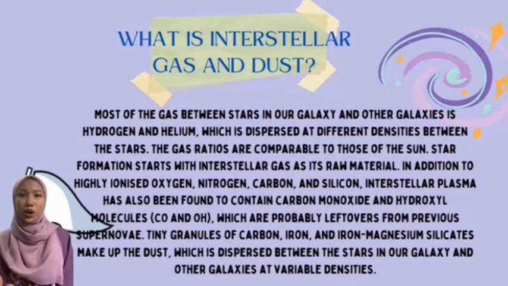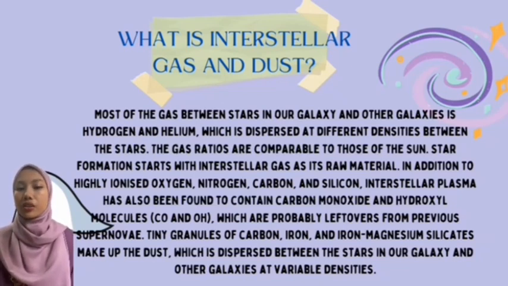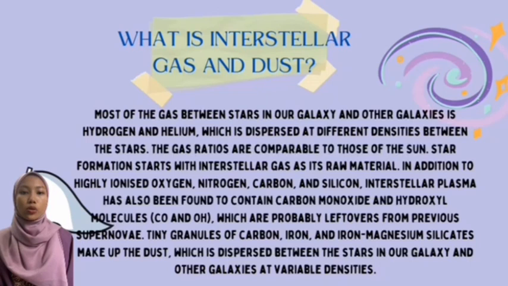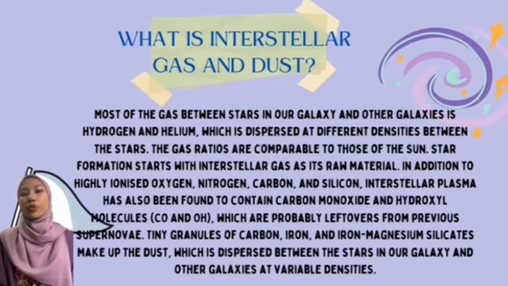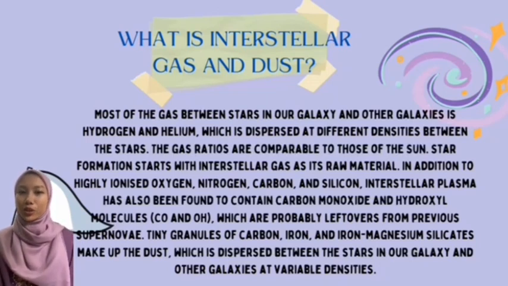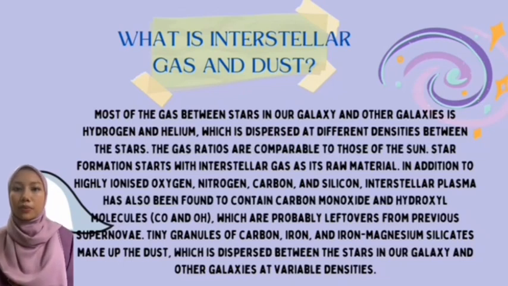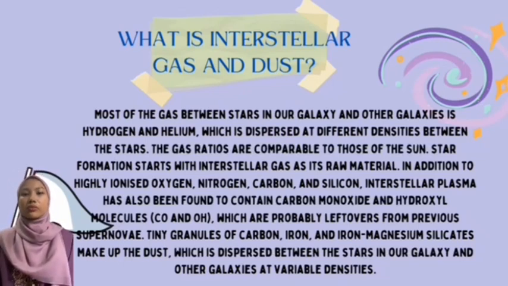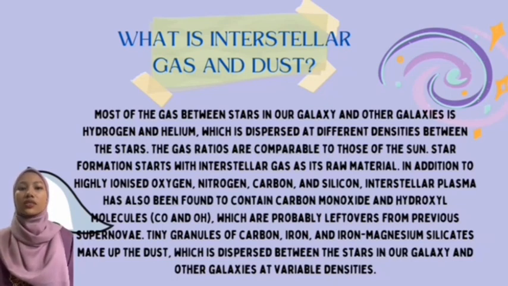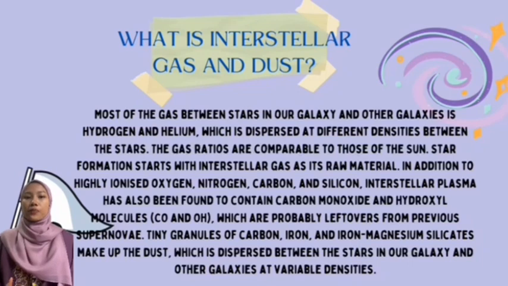In addition to highly ionized oxygen, nitrogen, carbon and silicon, interstellar plasma has also been found to contain carbon monoxide and hydroxyl molecules, CO and OH, which are probably leftovers from previous supernovae. Tiny granules of carbon, iron and magnesium silicates make up the dust, which is dispersed between the stars in our galaxy and other galaxies at variable densities.